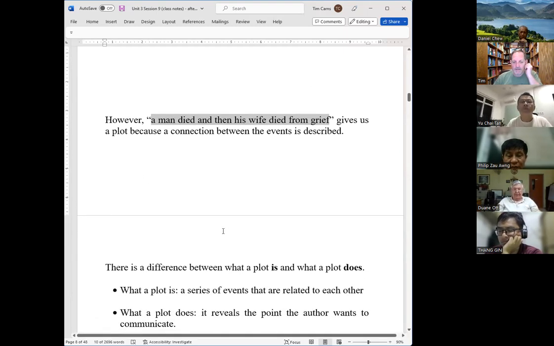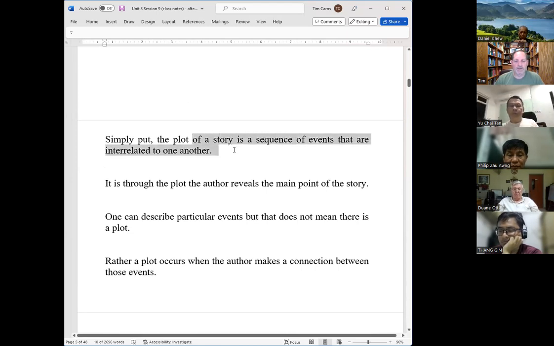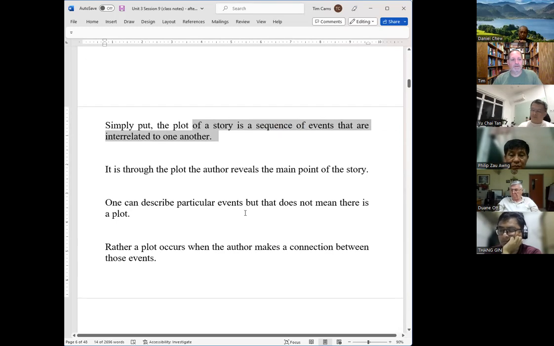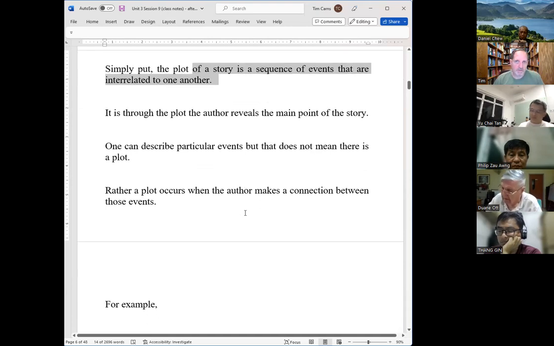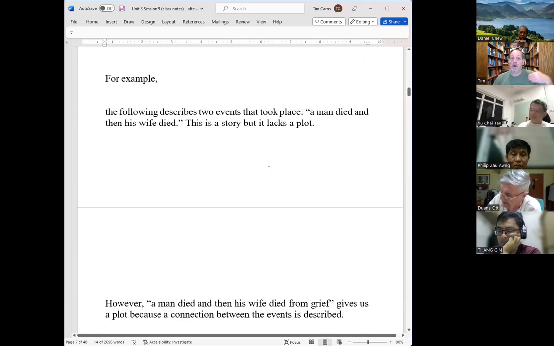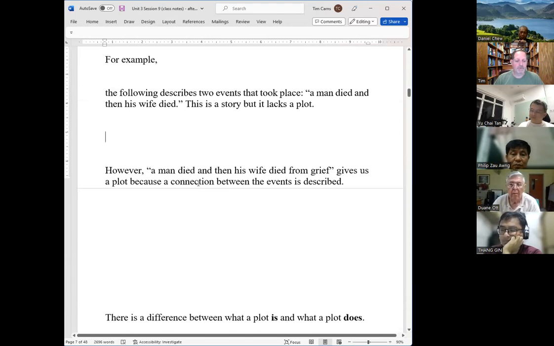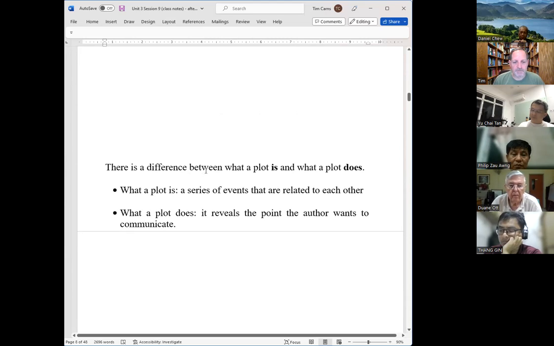All right. And so I think that's an important distinction: a plot is a sequence of events that are interrelated or connected to one another. There's a point behind them. That's a plot. Otherwise, you just have events that are being described, but not necessarily a connection between those events that the author is trying to communicate through that. So, for example, there's a difference between what a plot is and what it does.